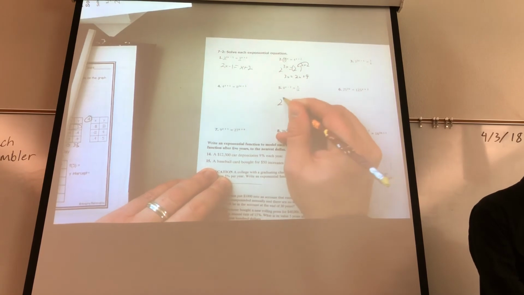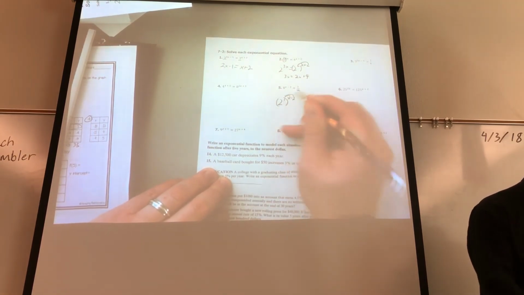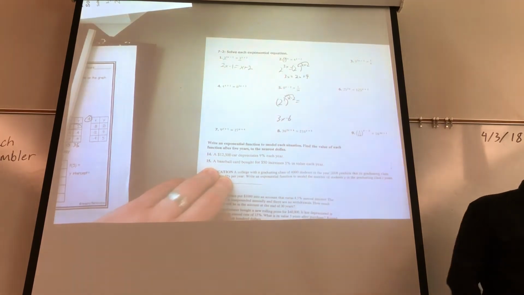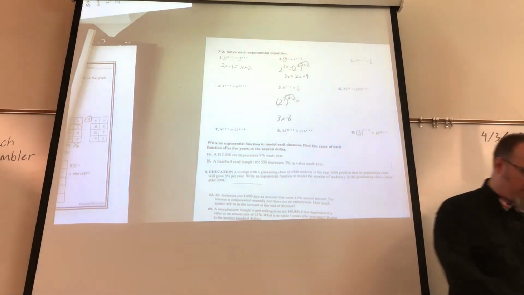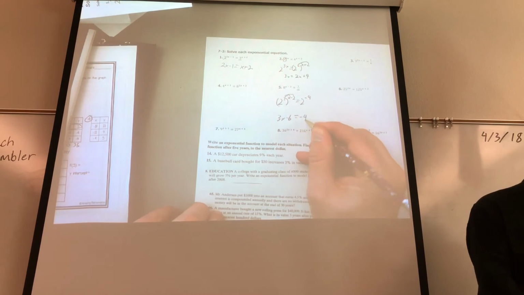8 is 2 to the third, so that's 2 to the third to the x minus 2. You distribute that, that's 3x minus 6. On this side, the 1/16th, 2 to the 4th power would equal 16, so that's 2 to the negative 4th. So this is just equal to a negative 4.